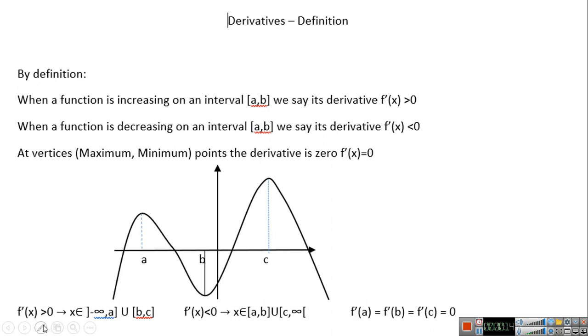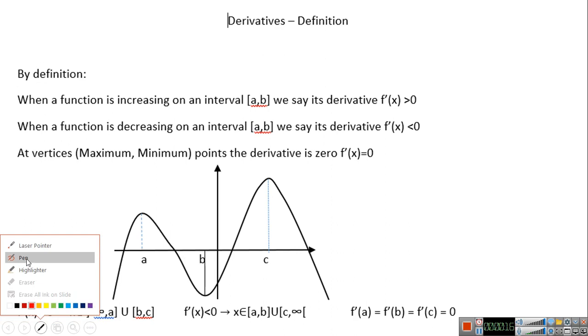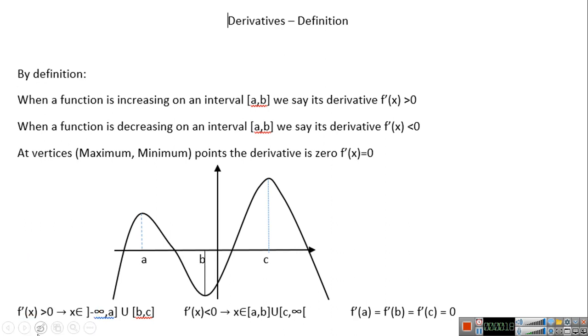When the function is going up, it means increasing. As you can see here, the function is going up for all values less than a. If you're moving on this curve, you're going up. We say that the function is increasing. The notation for increasing is that the derivative is bigger than zero. Derivative means variation.